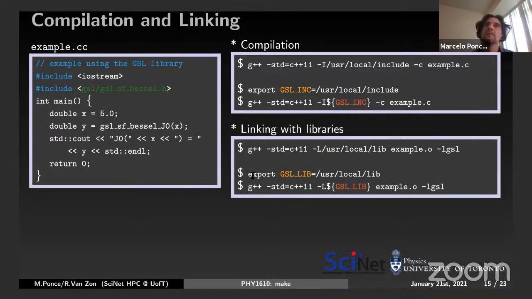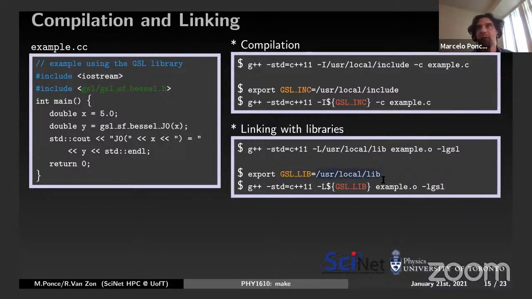But how will I do this using the same approach as before? Well, instead of defining GSL_inc, which is the place where we have the include files or the header files, I'm going to define GSL_lib, which is the variable pointing to where the libraries themselves are.